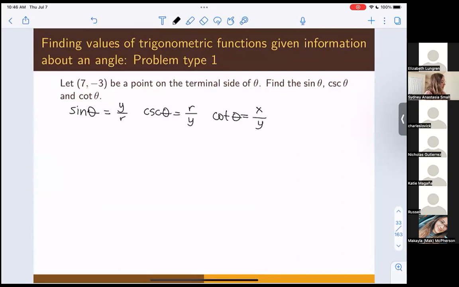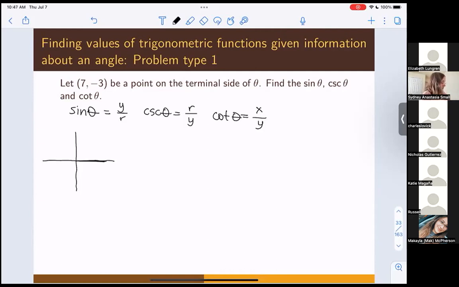Okay, so let's draw a picture. I know I've used the word terminal a lot. Just remember that when we talk about an angle, we have two sides. We have the initial side, which in almost all cases for us has been lying on the positive x-axis right here. And we have what's called the terminal side. It's where the angle terminates. It's where it ends. That's why it's called the terminal side. It's the only other side it could be, pretty much.